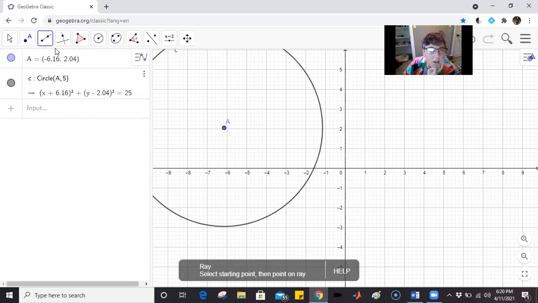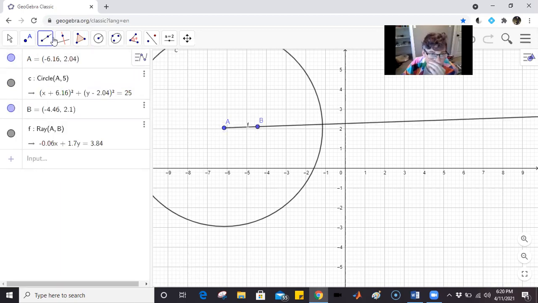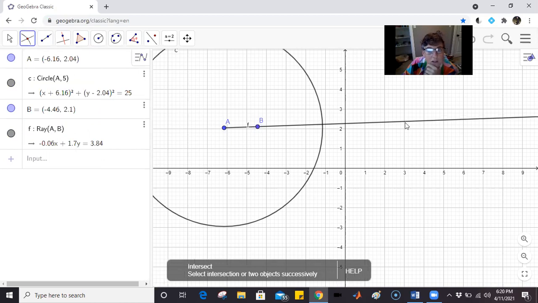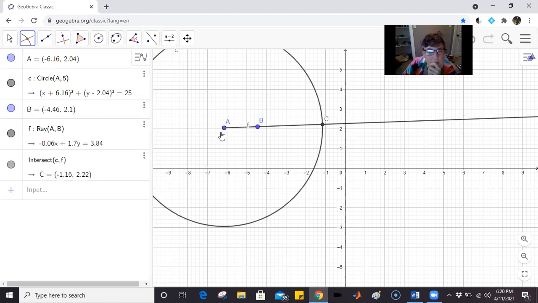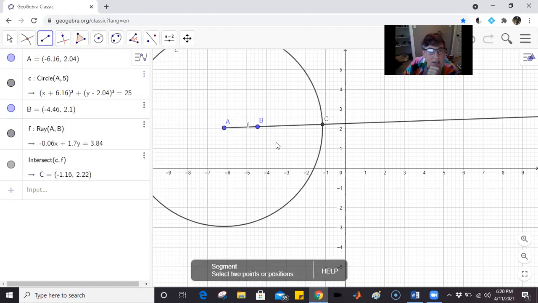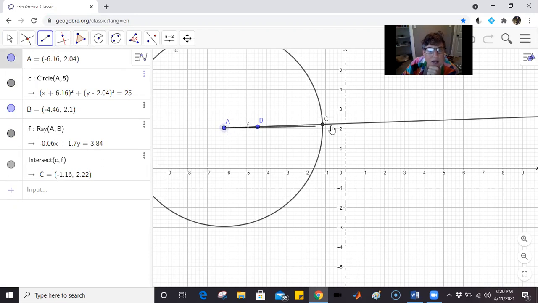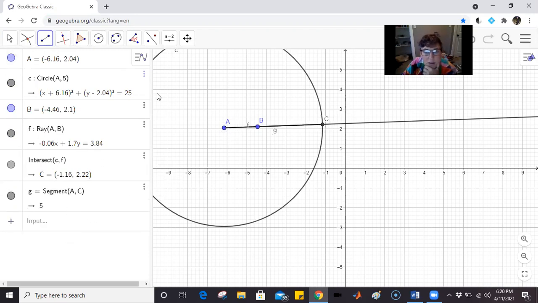So let's draw a ray here. Let's just go in this general direction. And let's say I really want the point that's right on the edge of the circle. So I'm going to grab it from an intersection between these two. And I'll know now that from point A to point C, I've got a segment that is 5 units long. Ta-da! Segment AC is 5 units long.